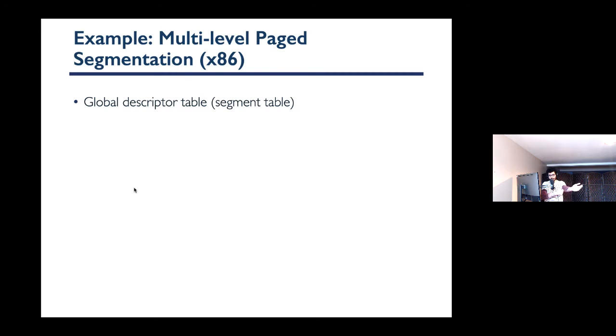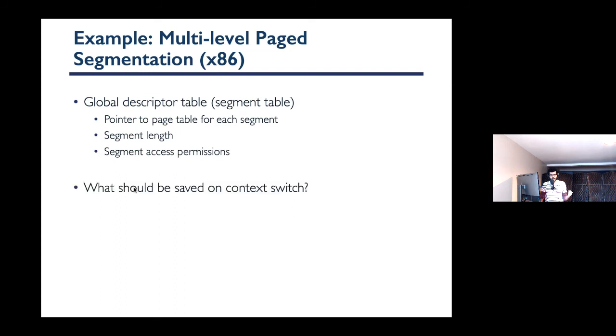Now, how is it done in x86? This is just an example. I guess we have seen all the different models of translation, from the simplest one, base and bound, then segmentation, then page tables, then multi-level page tables, and then segmented pages. So all of them you saw. Now let's see how it's actually used in reality. For one example here, I'm showing x86. In x86, the idea is very similar to segmented page tables. You have this global descriptor table, which is basically your segment table, that has a pointer to page tables for each segment. It also has segment length, and segment access permissions.